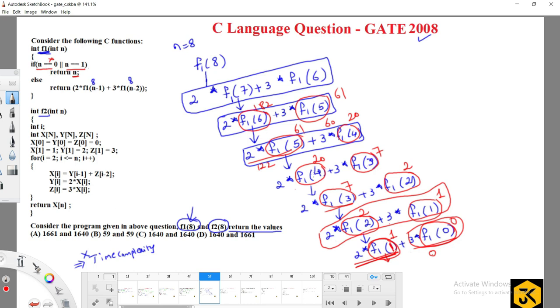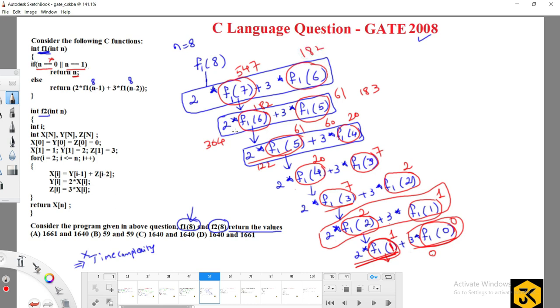182 into 2, so 2 to the 4, 364, right? And 61 threes are 183. So you can substitute. You are going to get the value as 547. Am I right? 547. What is the value of f1 of 6? That is 182. Right?